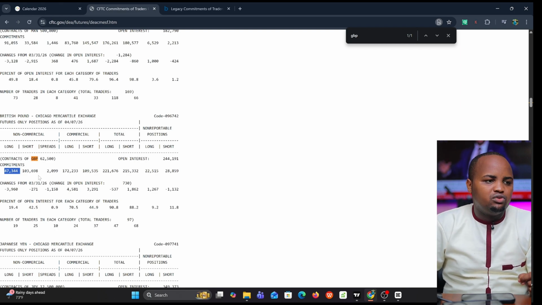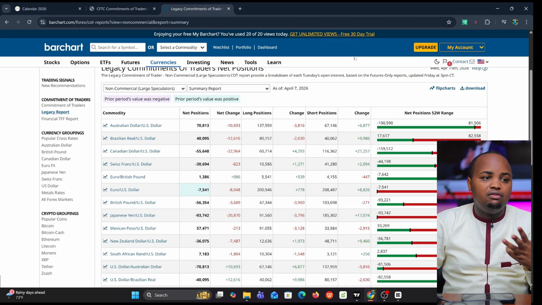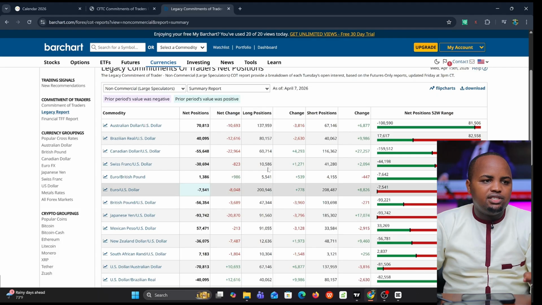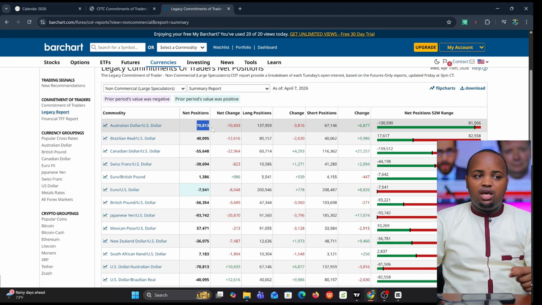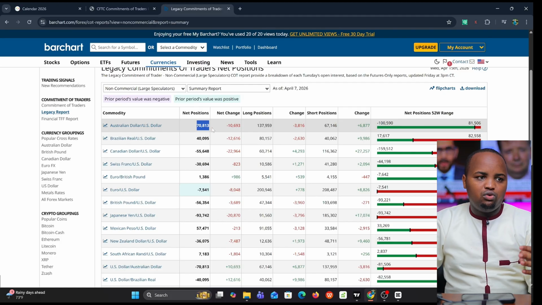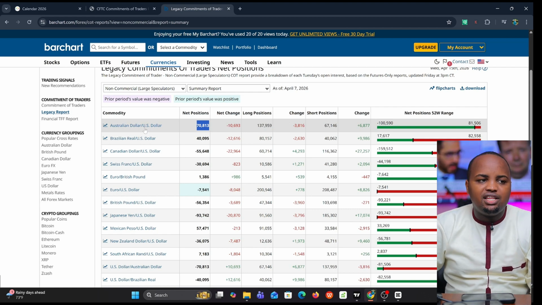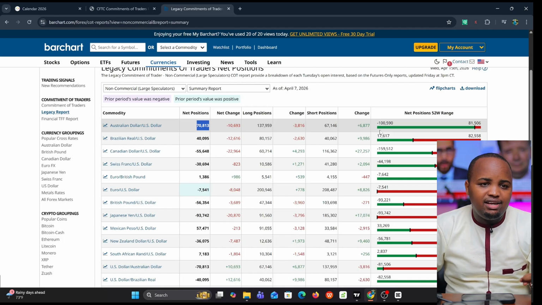Now let's proceed. That just proves to you that this is a legit report. You can actually confirm even with others. Now looking at this data, at this area is where we have the net position. That is long minus short. So for example, this Australian dollar, if you do 137 minus 67, of course you get 70. That means there are more buy orders above 70. So this is a very nice thing. That means at that time they were buying the Australian dollar so much. So this is 70, and you can see it is actually green here.